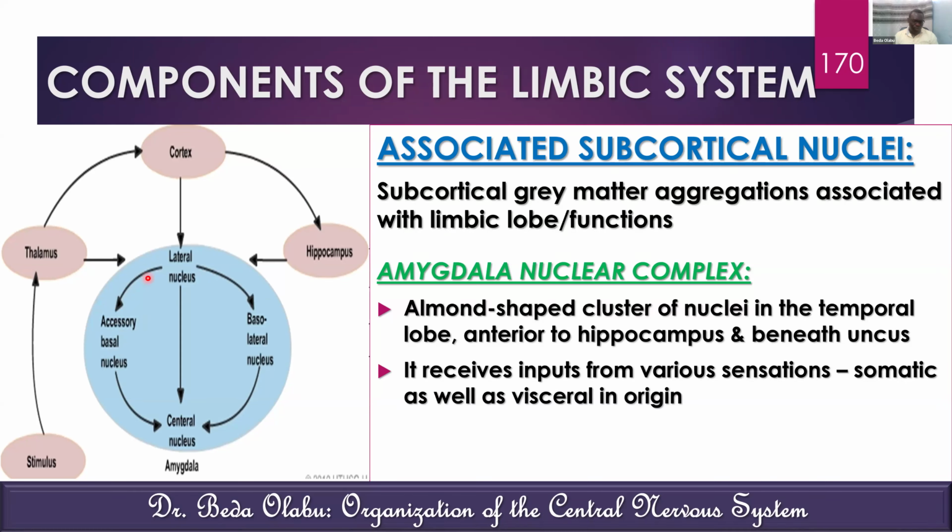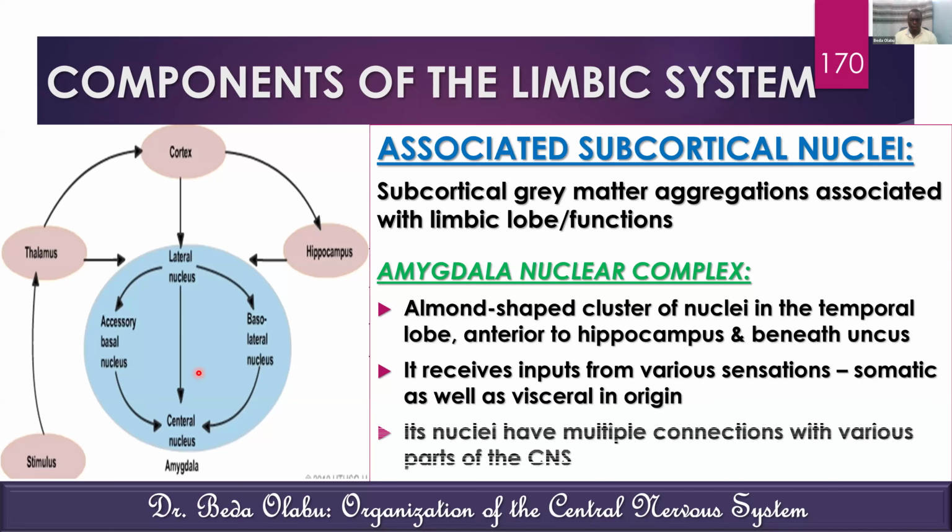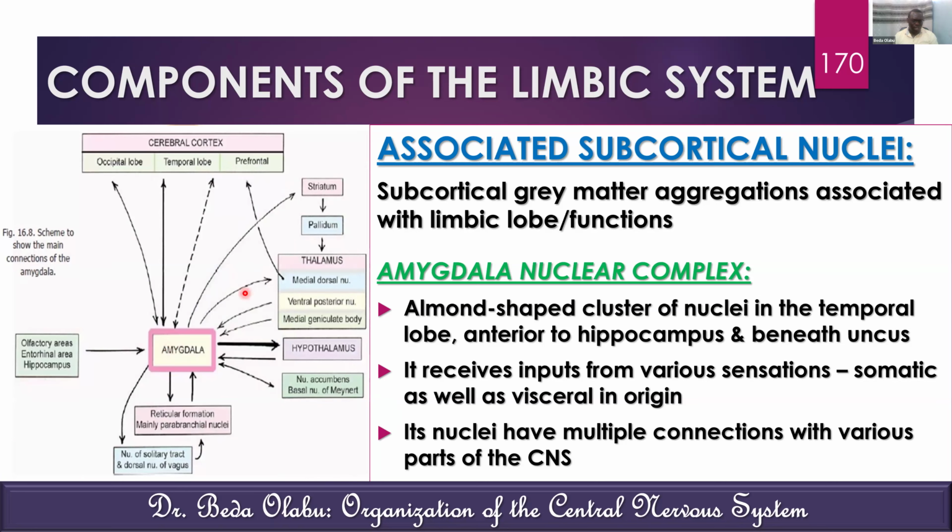There are many nuclei within the amygdala that process those sensory inputs. These nuclei also have multiple connections with different parts of the central nervous system. And just look at that chart and you'll see what I'm saying. Almost every part of the central nervous system has connection to the amygdala, as you can see. It has connections with the cerebral cortex, the olfactory areas, the hippocampus, the brainstem, the basal ganglia, the hypothalamus, and the thalamus. So amygdala connects with many things around it.